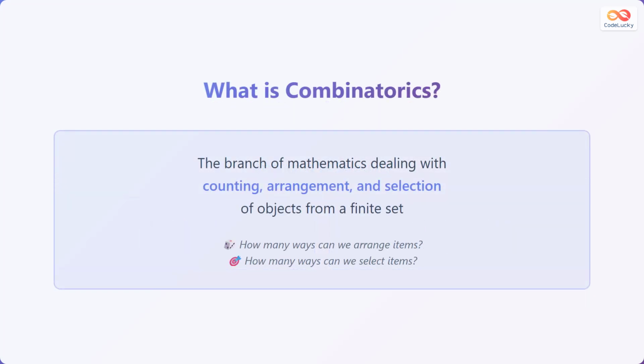So, what exactly is combinatorics? It is the branch of mathematics that deals with counting, arranging, and selecting objects from a finite set. In simpler terms, it helps us answer questions like how many ways can we arrange items, or how many ways can we select items.